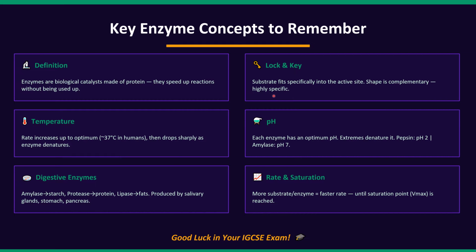Lock and key: substrate fits specifically into the active site. Shape is complementary, equal to high specificity. Each enzyme has an optimum pH; extremes denature it: pepsin pH 2, amylase pH 7. Rate and saturation: more substrate or enzymes means a faster rate until the saturation point, Vmax, is reached.